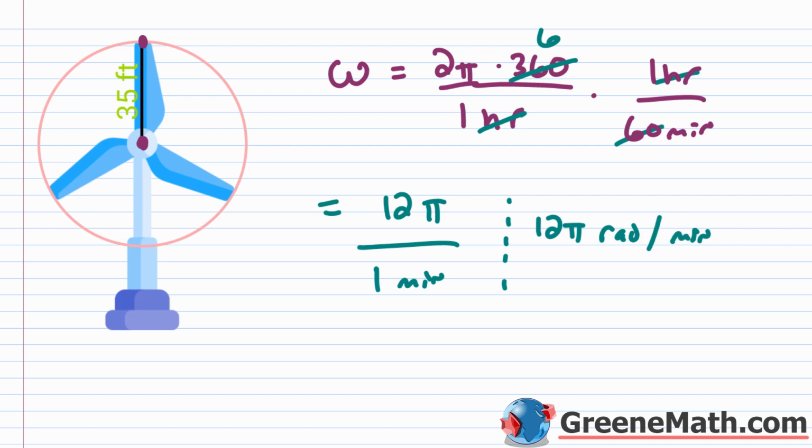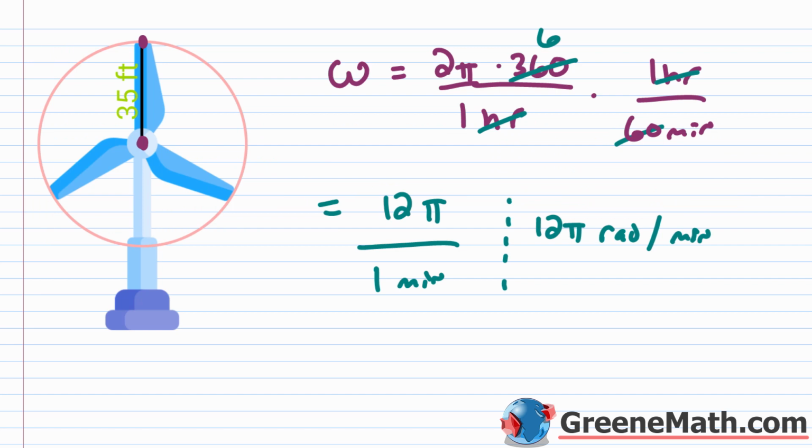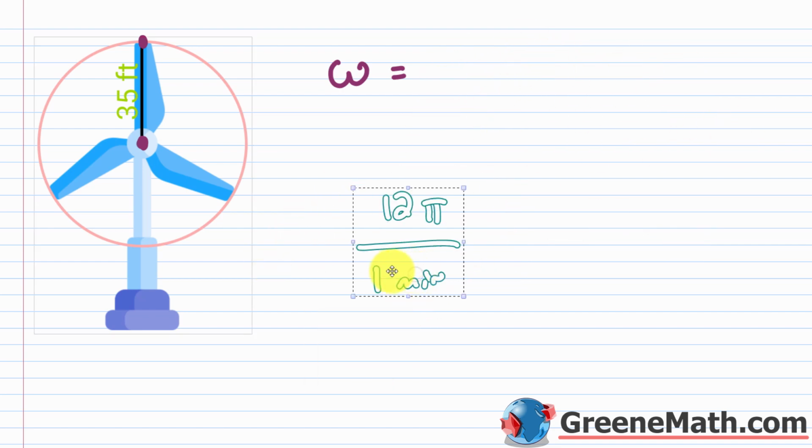Now, what we want to do is come back up here and think about the radius. Again, this is 35 feet. And to find your linear speed v, all you have to do is take your angular speed multiplied by the radius. So it's really simple. Let me actually condense this down. I'll just bring this up here.